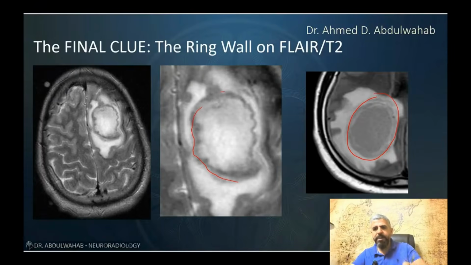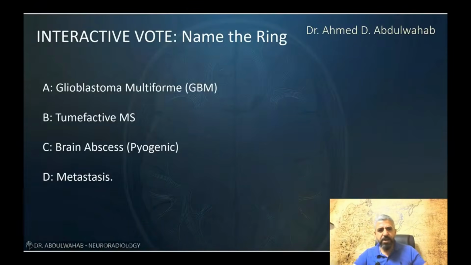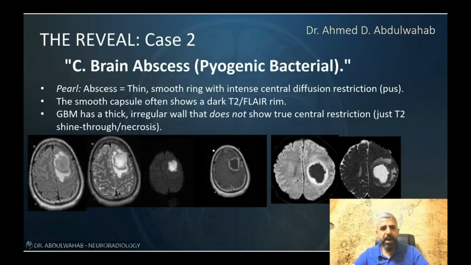The clues are all there. Name the ring. Is it A, GBM; B, tumefactive MS; C, brain abscess, pyogenic; or D, metastasis? Thin, smooth ring plus intense ADC restriction equals pus, not tumor. The reveal of case number 2 is pyogenic or bacterial infection. Abscess, bacterial pus. Detectives, this case was the opposite of case number 1 in episode 1, which was a GBM.